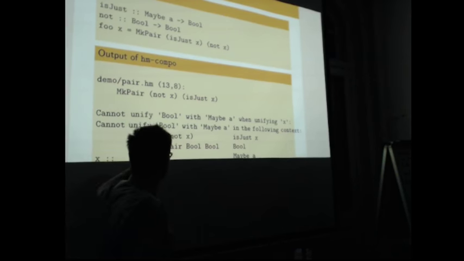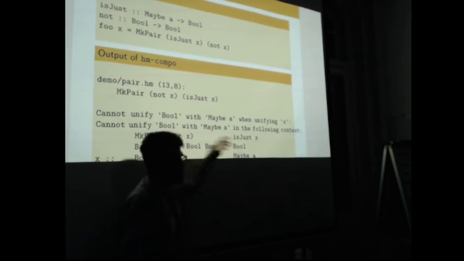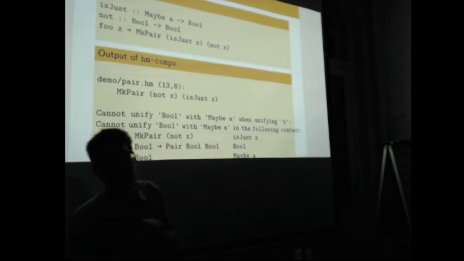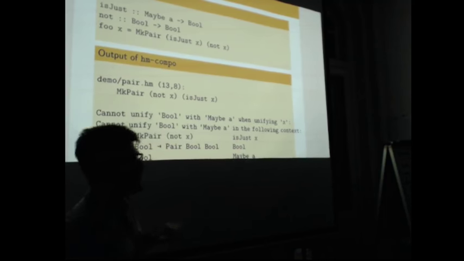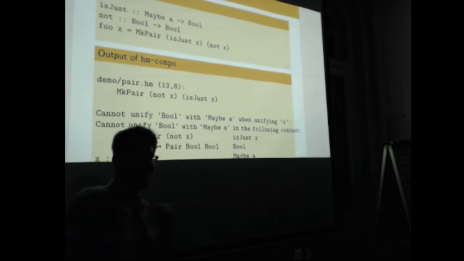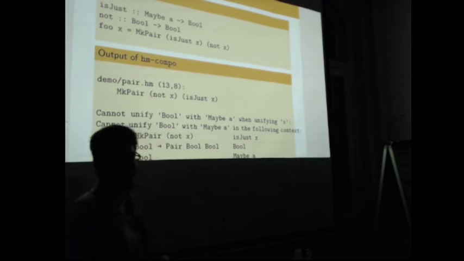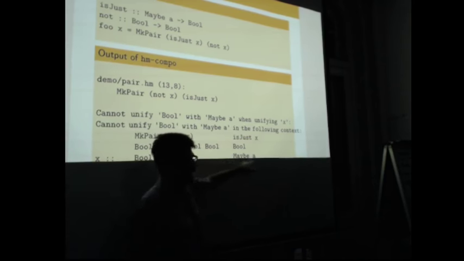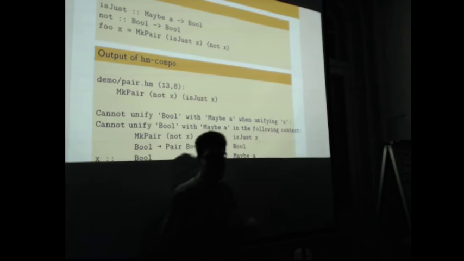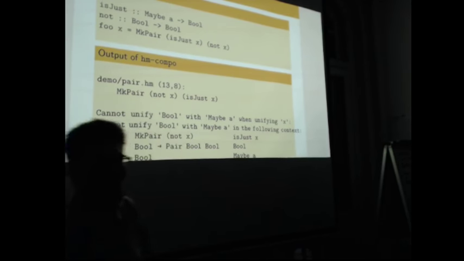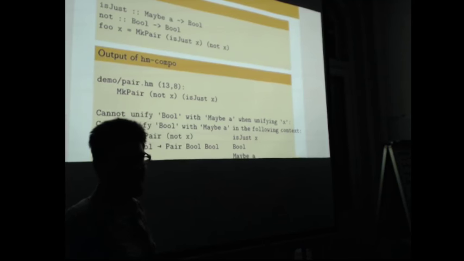Well, because that one could be solved. This one is the a to pair bool a, but because this is a bool, we already know that this one's bool. So that one is solved already. Is just x has type bool. So if you don't look at the last line, everything is fine. I want to apply a bool to a function on a bool. However, what is their view on x? What do they think of x? mkPair not x thinks that x is a bool, and isJust x thinks that x is a maybe a. And as it says here, x is where the problem is. So I think this is the correct error message for this example. And in general, I think these are the error messages you want to see.